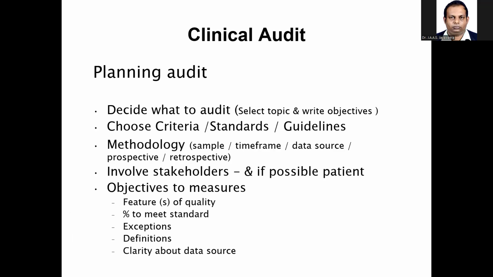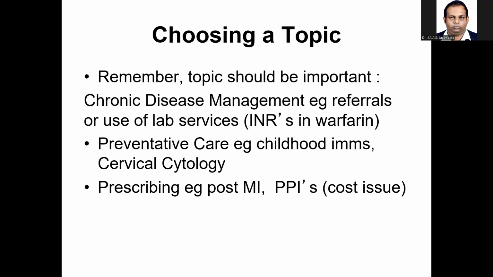We have to improve. Objectives to measure. Features of quality. 100% or a percentage to meet standards. Differences. Exceptions. Definitions. Clarity about the data source. Choosing a topic. The topic should be important. Chronic disease management. Referrals or use of lab services. INR in warfarin. Preventive care. Childhood immunization. Cervical cytology, pap smear. Prescribing post-myocardial treatment, proton pump inhibitors for surgery, or maybe for those with gastritis, definitely.